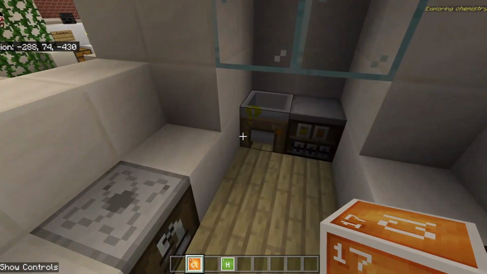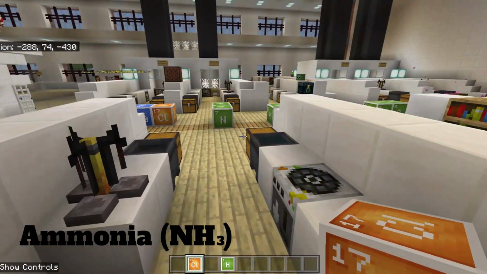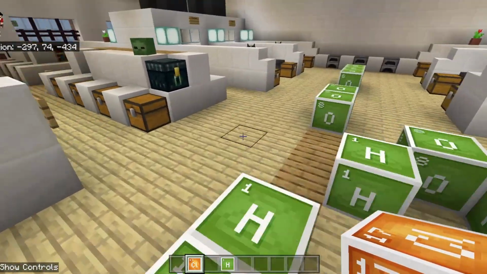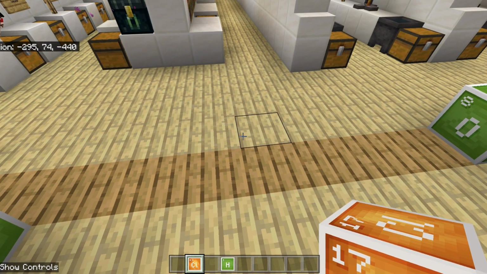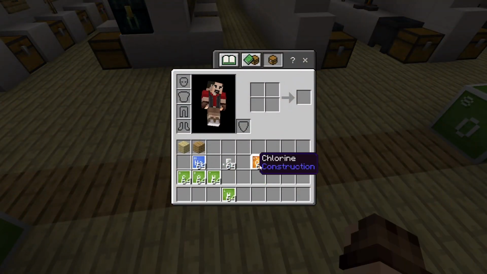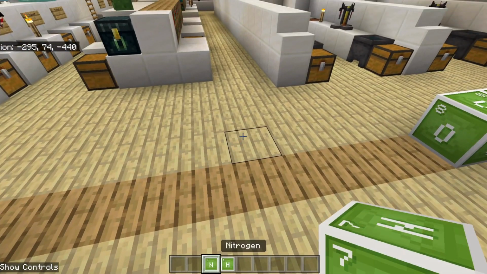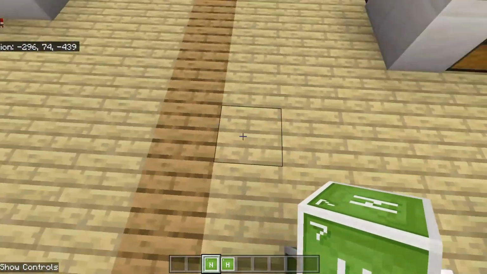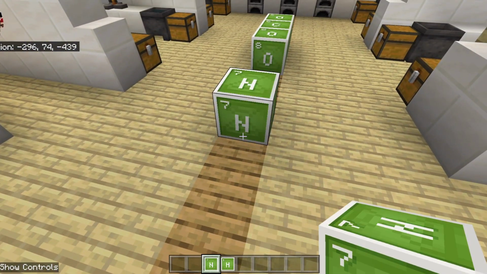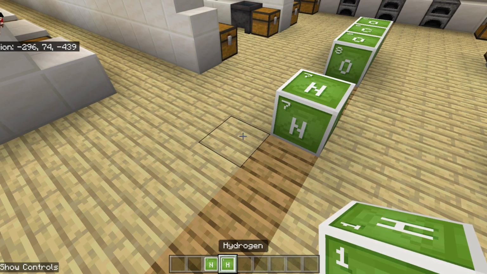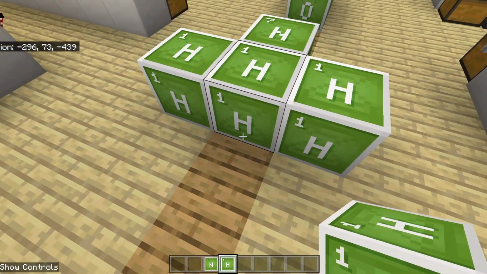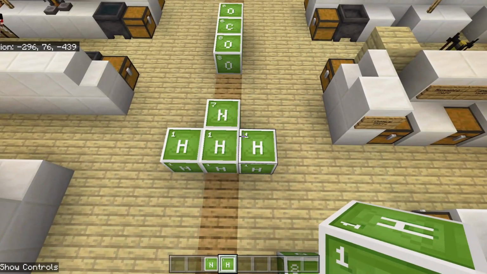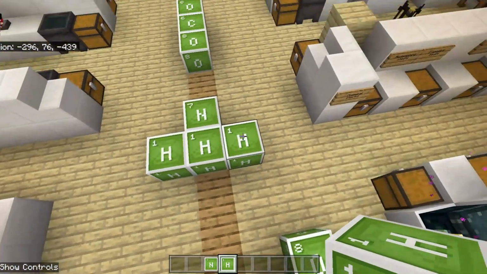Now ammonia is NH3, so we need nitrogen, which we do have, and we need hydrogen because it's NH3. So let's go to the inventory here, take away chlorine, and let's go to nitrogen. Be careful, the colors are quite confusing. Now how it looks, it does have a certain way of looking. It's not just like the other ones. Okay, you have nitrogen in the center, and then you have 3 hydrogens, 1, 2, and 3, in that specific way there. Okay, that is how it looks. Nitrogen in the center and then the hydrogens on the side.